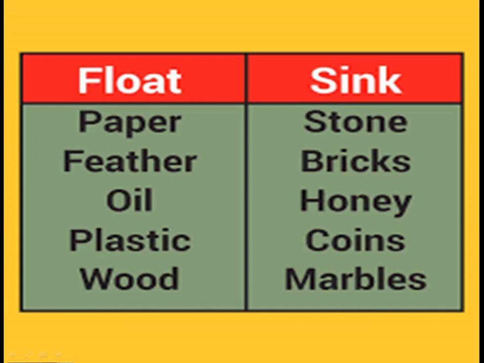Some of the materials can float on water and some of the materials can sink in water. For example, paper, feather, oil, plastic, wood. These are the materials that can float on water. Stone, bricks, honey, coins, marbles, iron nails can sink in water.